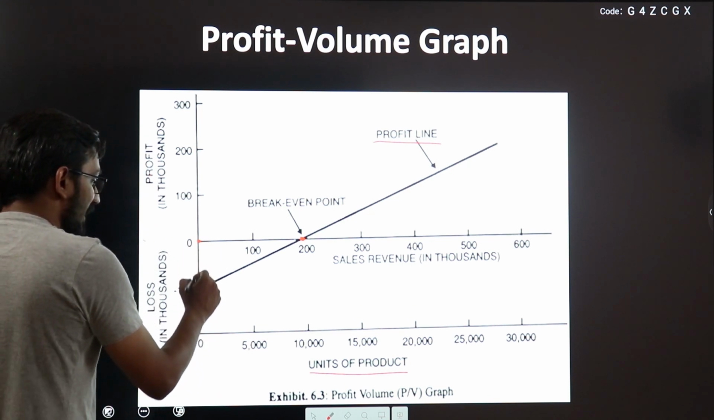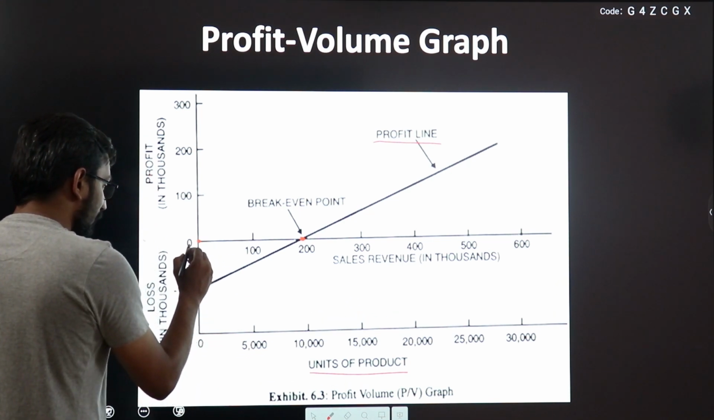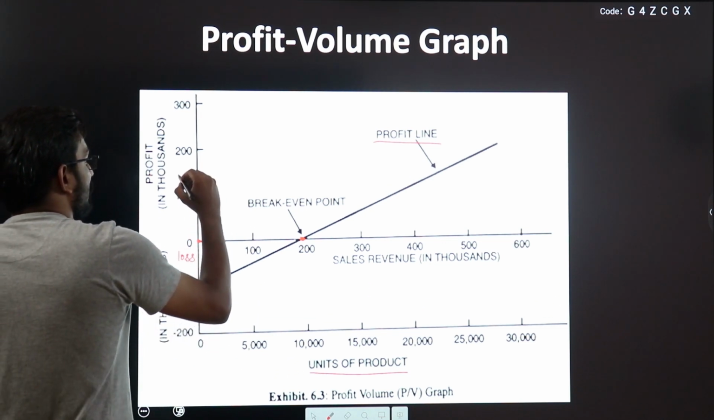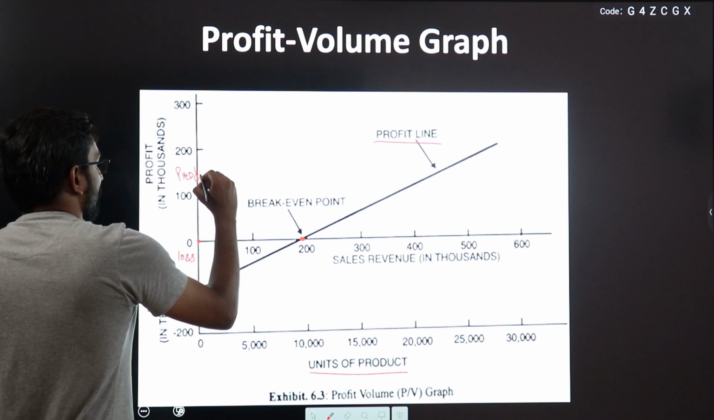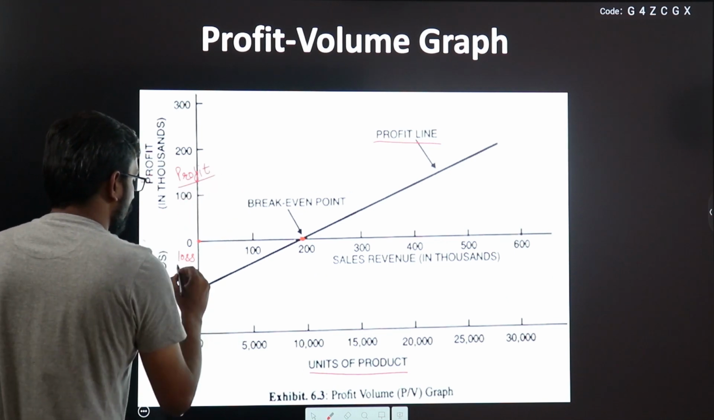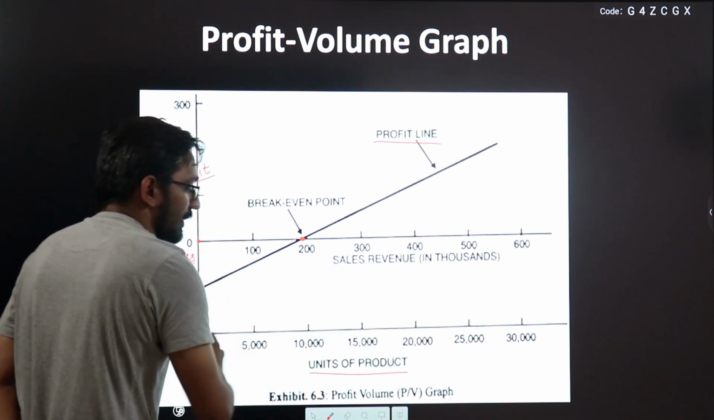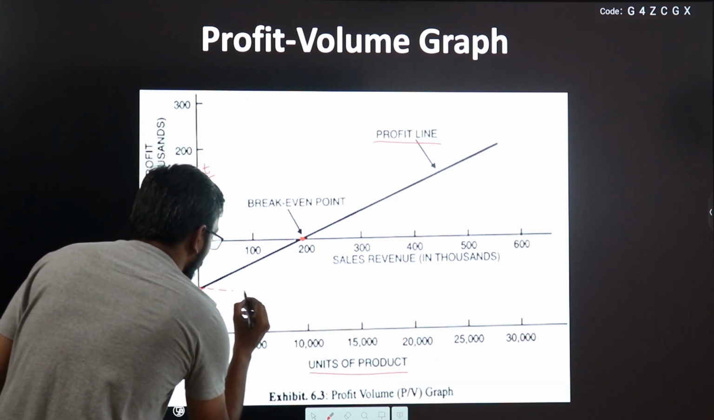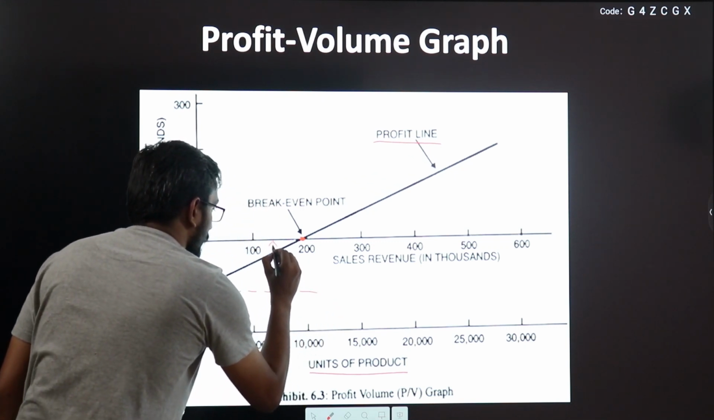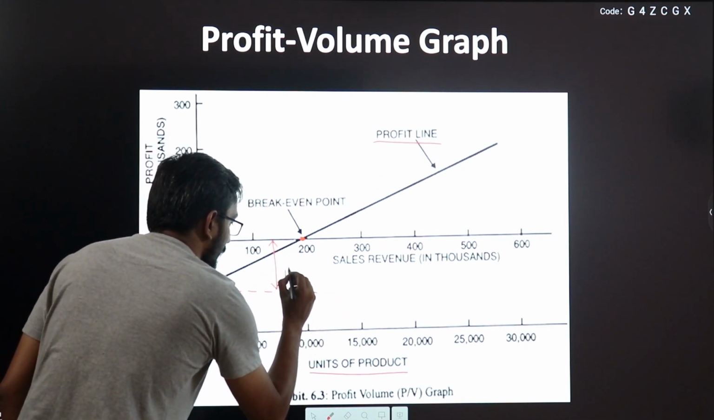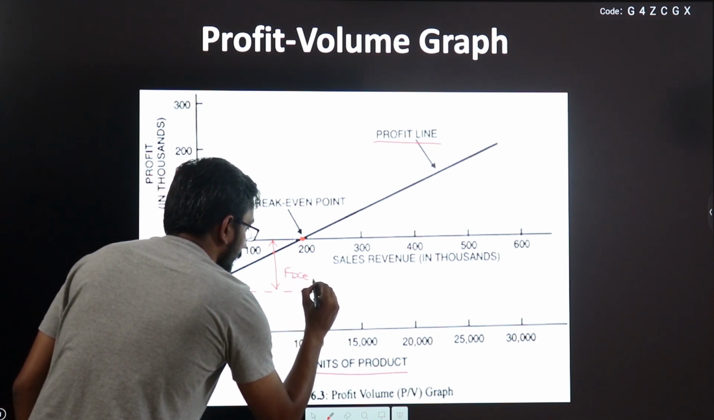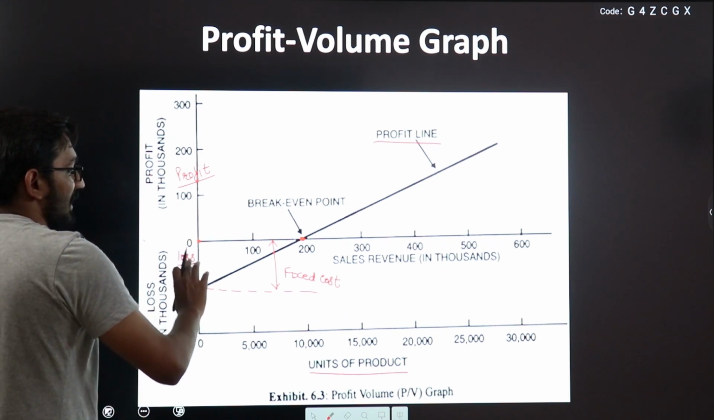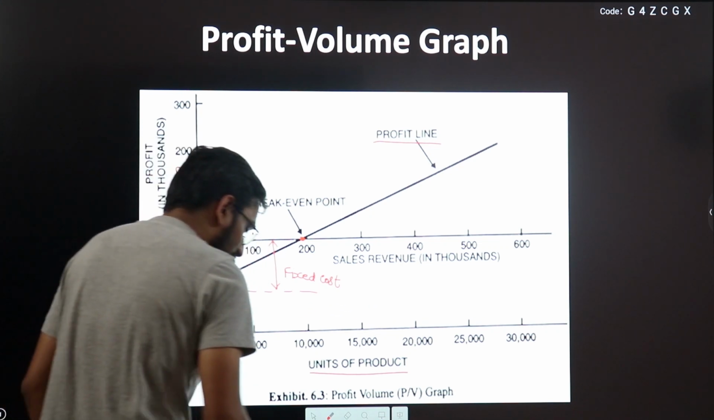So in this area we have loss, and above this we have profit. This is the PV graph, profit versus volume of production or units of production. This value is your fixed cost. The intercept on the y-axis is your fixed cost. We will see it with the help of some formula.